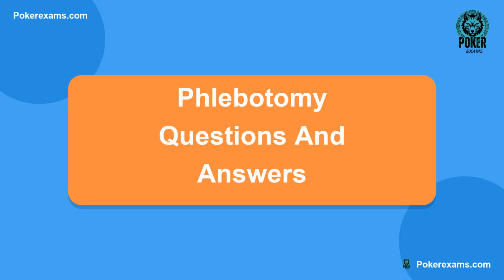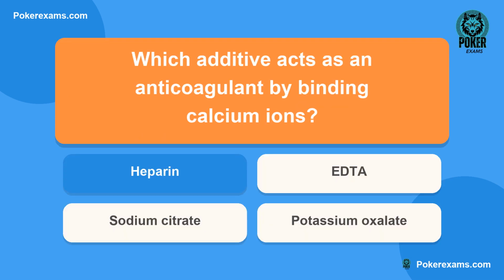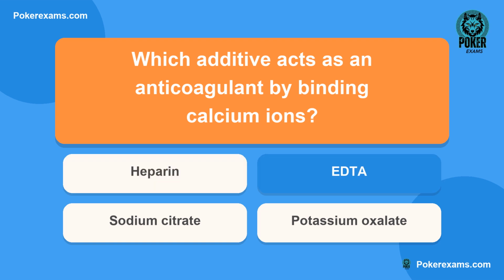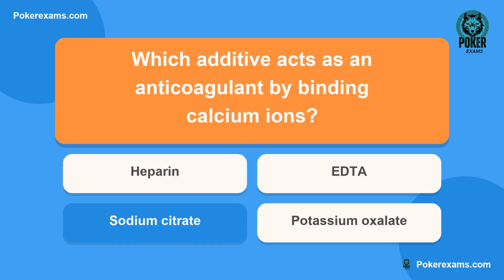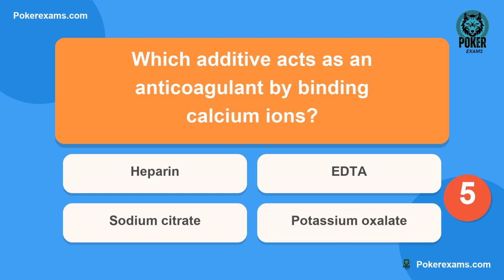Phlebotomy questions and answers. Let's get started. Which additive acts as an anticoagulant by binding calcium ions? Is it A, heparin? Or B, EDTA? Could it be C, sodium citrate? Or lastly, D, potassium oxalate?